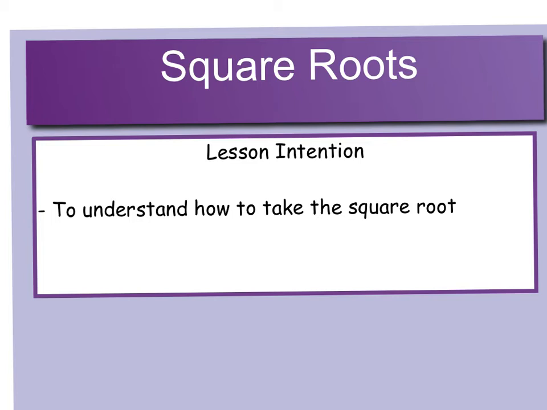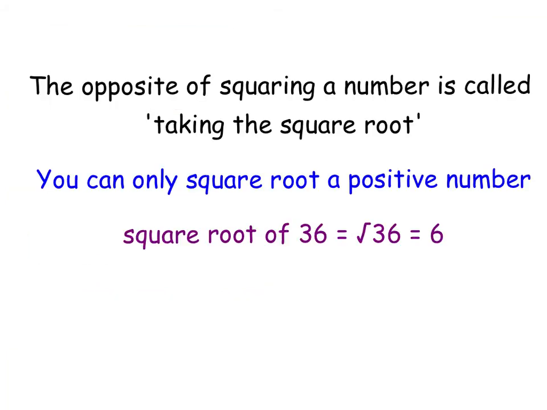Okay, so now we're going to look at the opposite. We're going to look at taking the square root instead. So again, I will explain what this means and show you how to do it using your calculator. The opposite of squaring a number is called taking the square root. And you can only take a square root of a positive number. There's no way you can square root a negative.